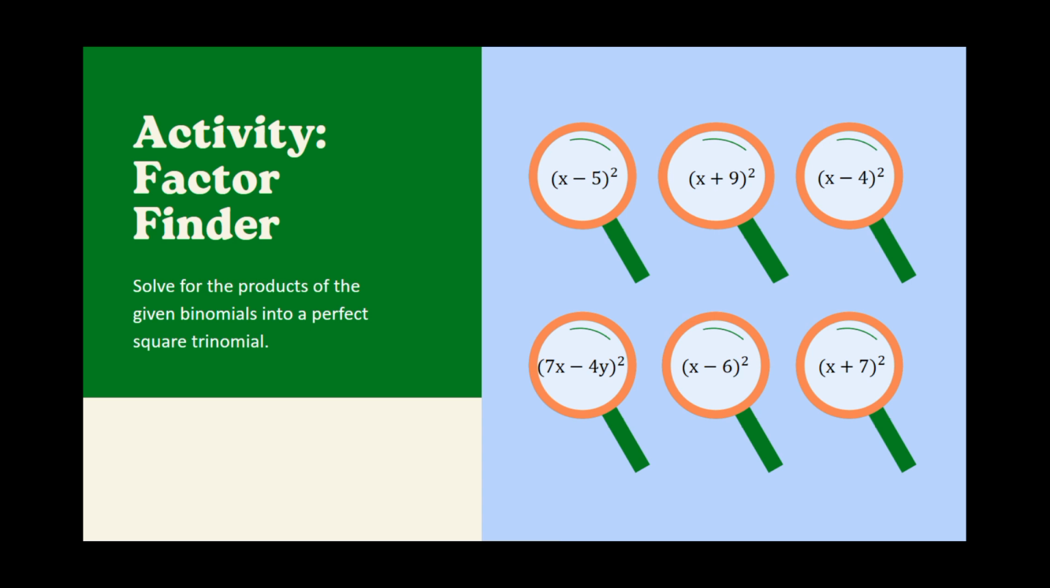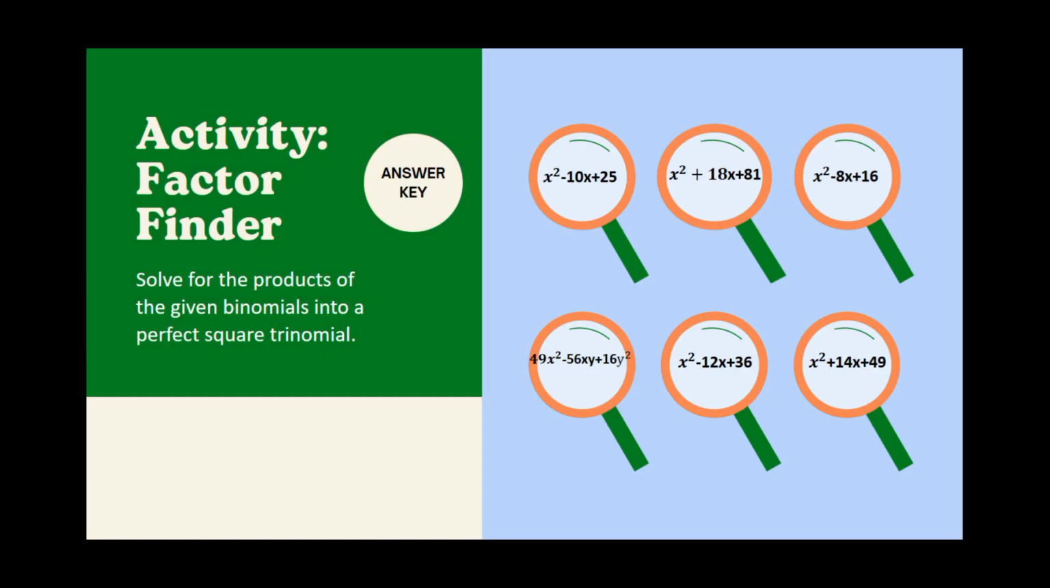Now, to have a deeper understanding of what a perfect square trinomial is, we have an activity called Factor Finder. The instruction is to solve for the products of the given binomials into a perfect square trinomial. We have x minus 5 squared, x plus 9 squared, x minus 4 squared. In the second row, we have 7x minus 4y squared, x minus 6 squared, and lastly, x plus 7 squared.